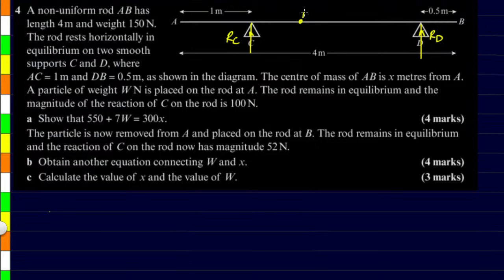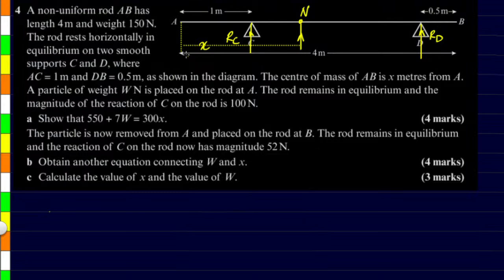Center of mass, let us call it N, because it is not at the center, so let's not call it M. This is not at the center, and this distance is given as x.